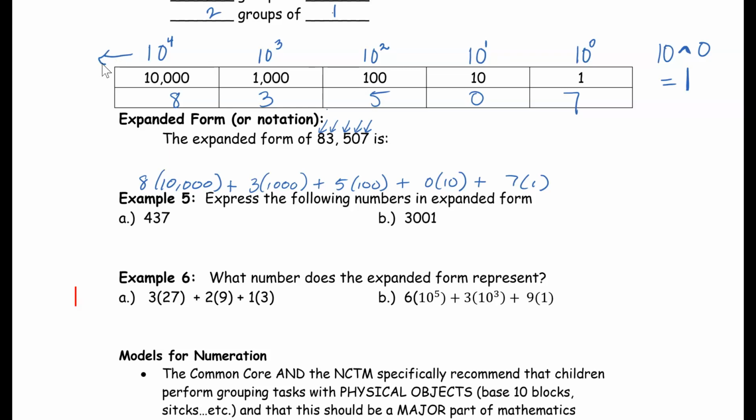Again, our system being base 10 makes it a little bit easier. We don't really have to even write the exponents, because we can just add a 0, but this is helpful to know, especially when we get to different bases a little bit later. So an alternate way to write expanded form would be 8 times 10 to the fourth plus 3 times 10 cubed plus 5 times 10 squared plus 0 times 10 to the first plus 7 times 10 to the 0 power. So I would say either or totally work.